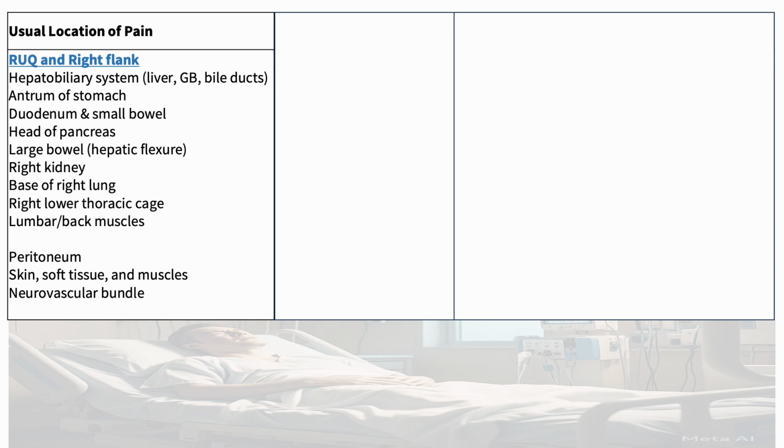Okay, so we are going to start with one of the common areas for a source of abdominal pain, which is the right upper quadrant and the right flank pain. So organs you have to think about when someone presents with pain in that area, there are many, of course, right?